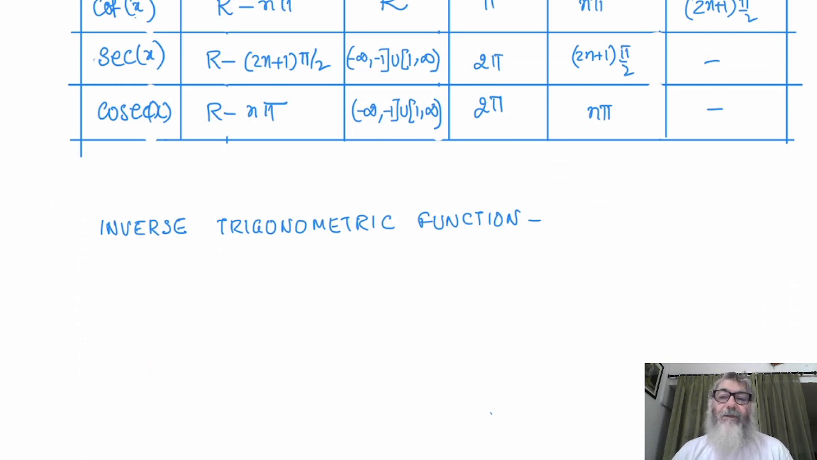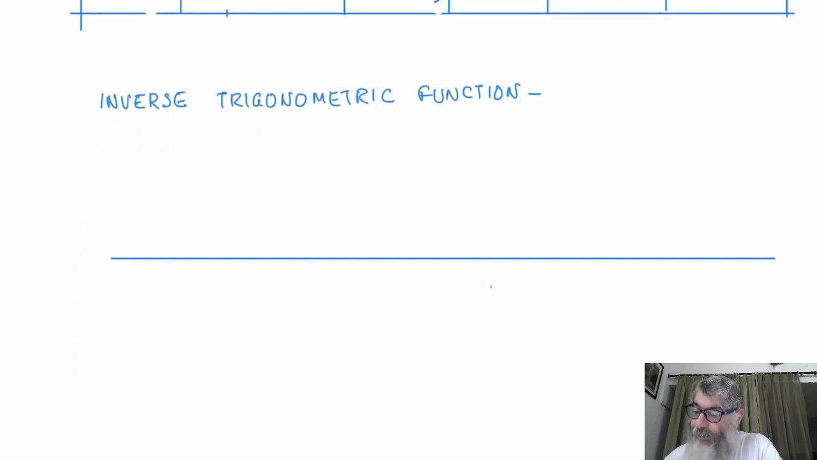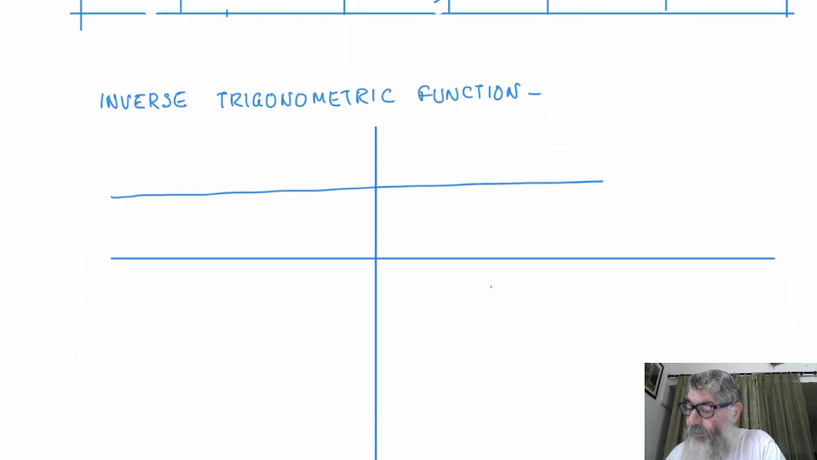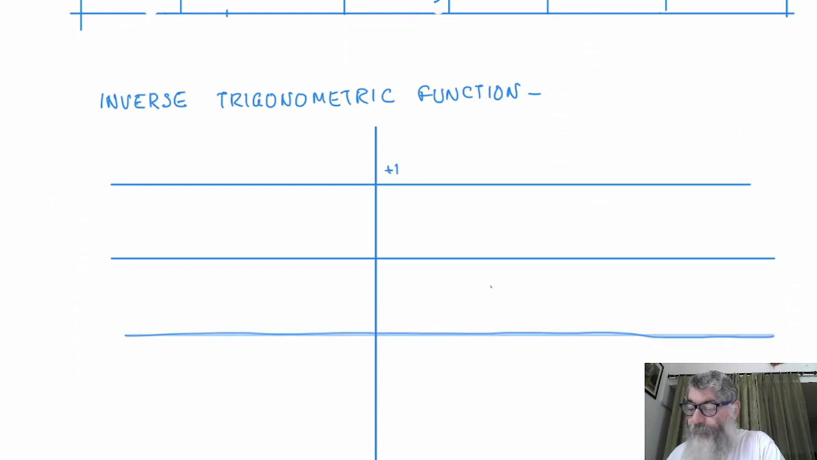Just realize the graph of sine x. Let me draw this sine curve first of all. I have drawn the sine curve so many times for you that you will have no issues drawing it. We have the x-axis and we have the y-axis. Then we have drawn a line at y equal to plus 1, and a line at y equal to minus 1.